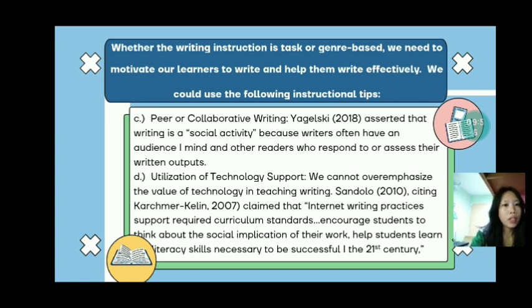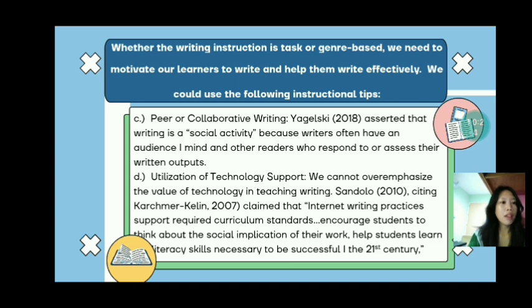And fourth is utilization of technology support. We cannot overemphasize the value of technology in teaching writing. Sandolo 2010, citing Karchmer-Kellen 2007, claimed that internet writing practices support required curriculum standards, encourage students to think about the social implications of their work, and help students learn literacy skills necessary to be successful in the 21st century.